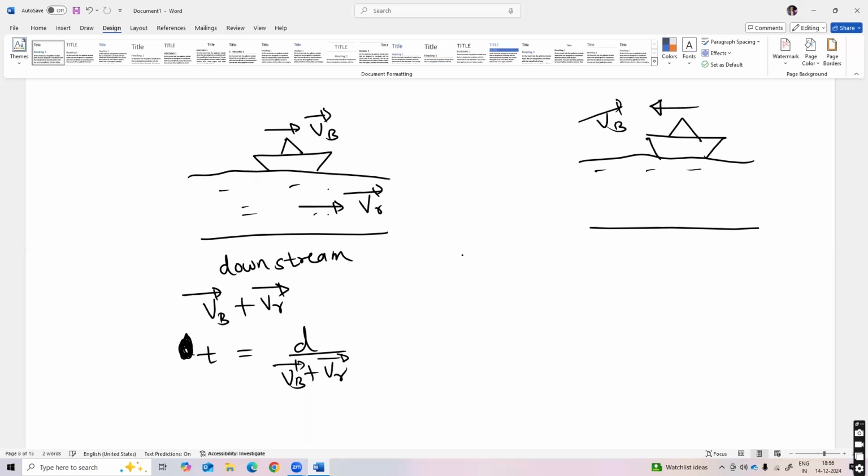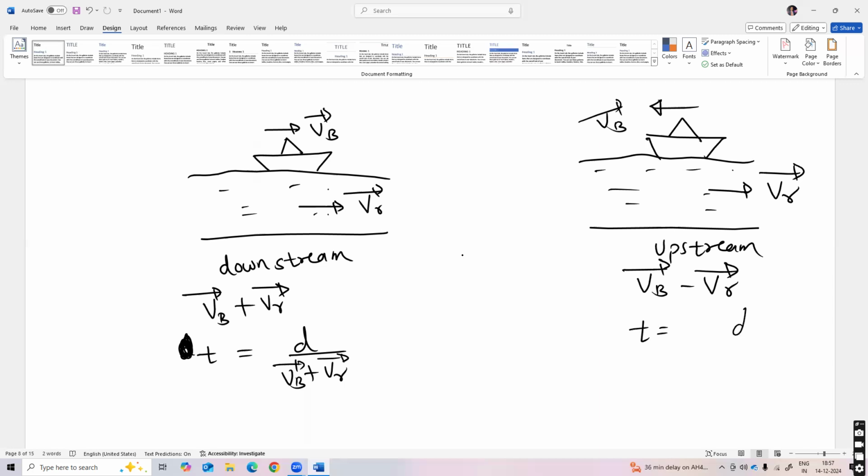On the other hand, we have the case where the boat is moving in the opposite direction to the river. Let's say the river is flowing at velocity VR, and the boat is moving opposite to the direction of the river. We call it the upstream case. The net velocity will be velocity of boat minus velocity of river, in the direction opposite to the river. So the time will be distance upon VB minus VR.